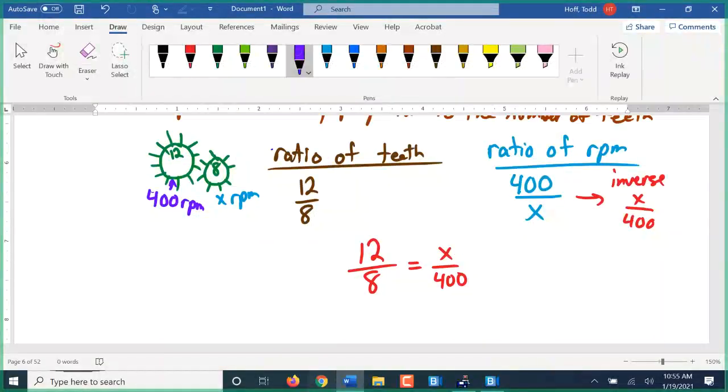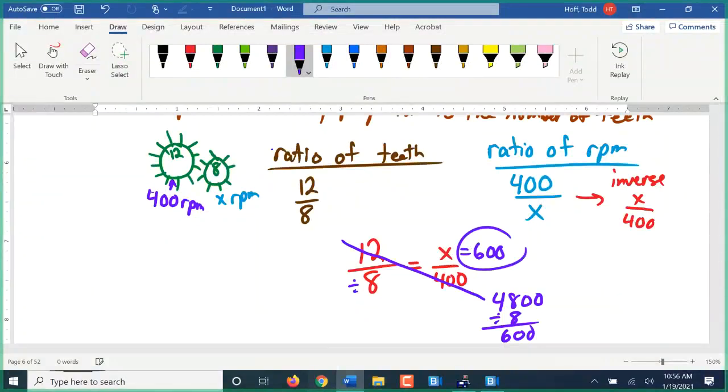I'm going to show you an easy way to do this. So we cross multiply 12 times 400, 4,800. We divide by the 8. Gives us 600. X is 600. So this smaller gear is actually turning at 600 RPM.